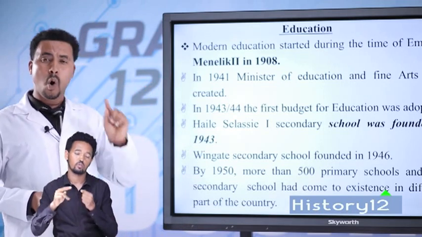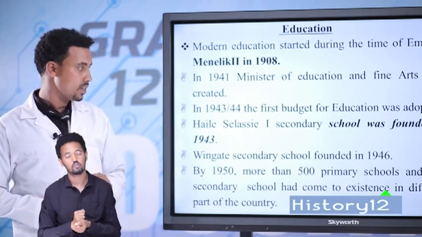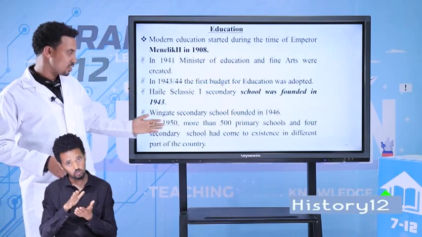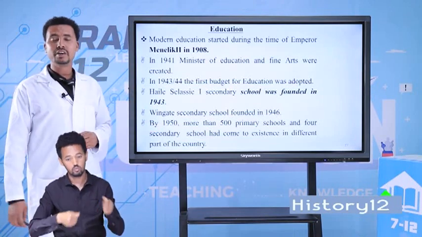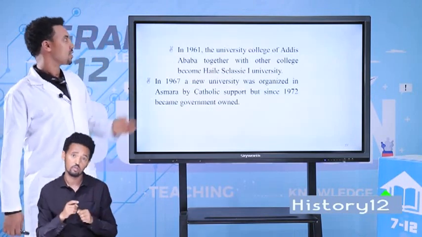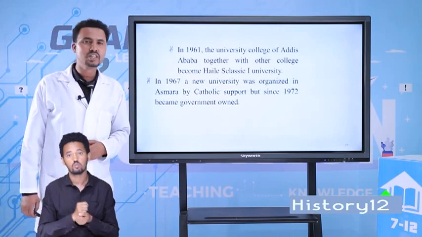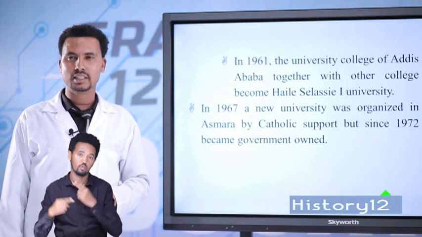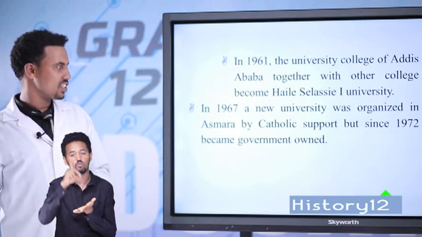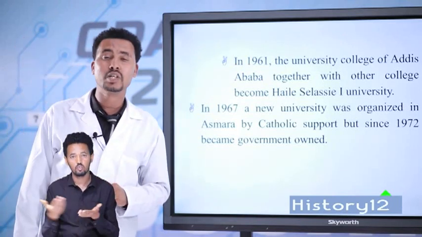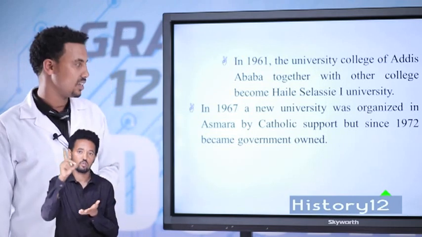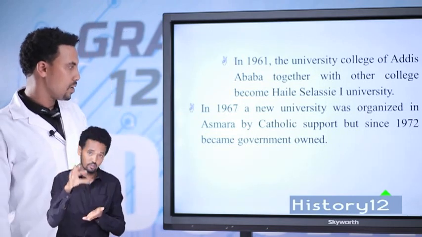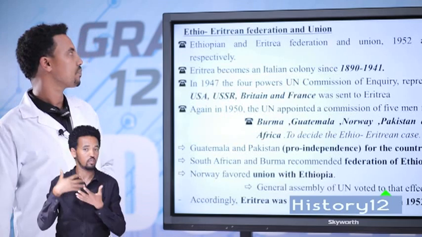By 1915, more than 500 primary schools and 4 secondary schools had come to exist in different parts of Ethiopia. By 1961, the University College of Addis Ababa, together with other colleges, became Haile Selassie First University. By 1967, a new university was organized in Asmara. By 1972, it became government-owned.